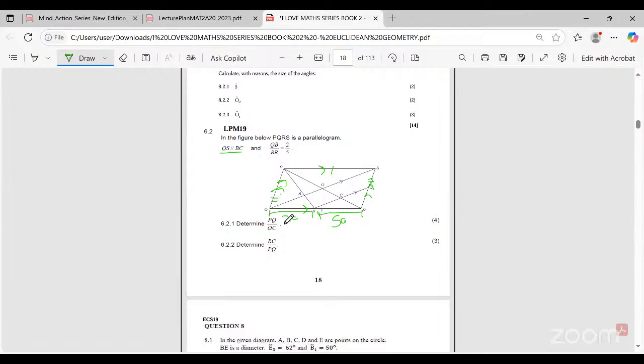Now determine PQ over QC. Where is PQ? This is PQ. PQ over QC. Do you have an idea of what we can do here?